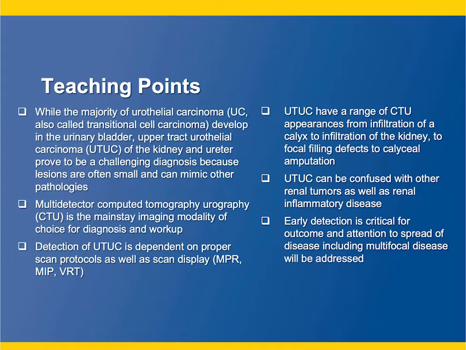The majority of urothelial carcinomas, also called transitional cell carcinomas, develop in the bladder, upper urinary tract of the kidney, and ureter, and they are challenging, particularly because they're small when they're early, when you can make a major difference in diagnosis. They also can mimic other pathologies, not necessarily tumors. They can really simulate inflammatory disease, so maybe they're not investigated as much as they should be.